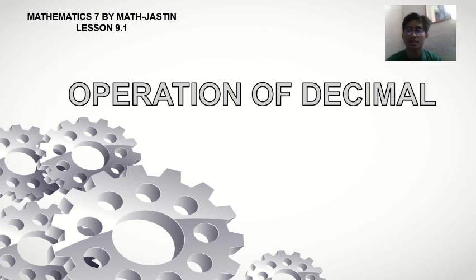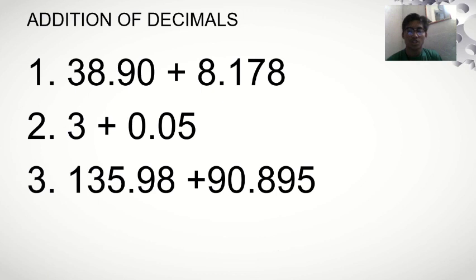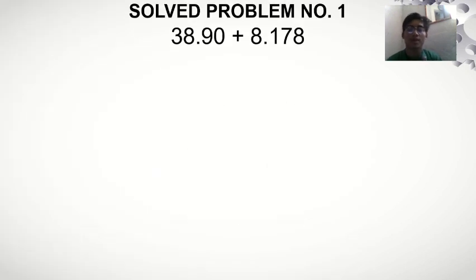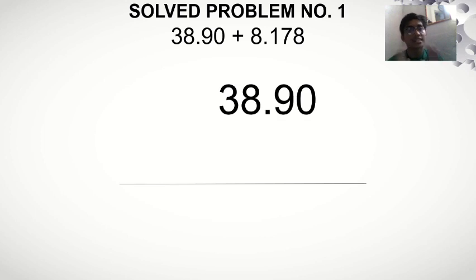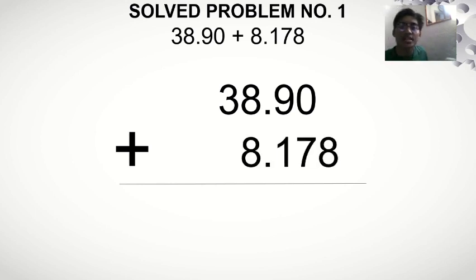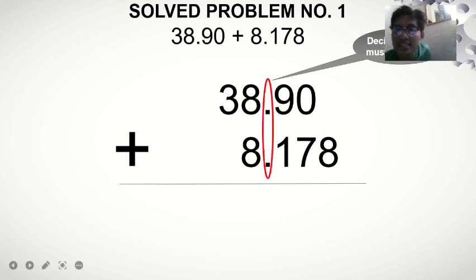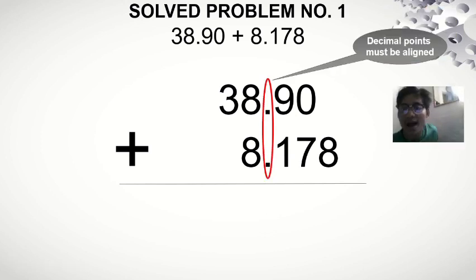Alright? So, we have addition. So, first, solve problem number 1. We have 38 and 90 hundredths plus 8 and 178 thousandths. So, paano natin siya by column? So, we have 38.90 plus 8.178. Ngayon, how was that possible? So, the decimal points must be aligned. Alright? O, ayan siya.